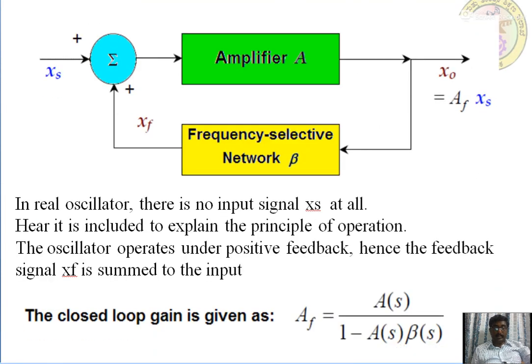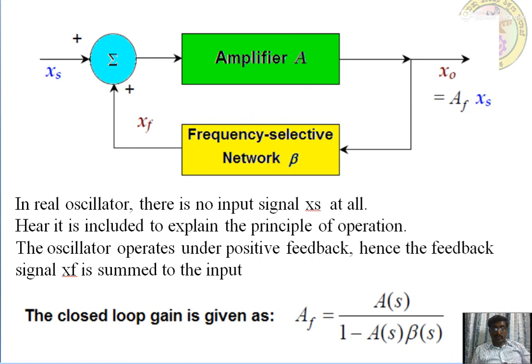Okay, so this is the simple Barkhausen formula, that is the amplifier A, X naught, A F, and the feedback into X of F. X of S is the input signal, and X of F is the feedback signal. So in the summation we get in the mixer, X naught is equal to A F into X S. In a real oscillator there is no input signal X S at all. As we already know, oscillators work only with the noise voltage; the oscillator does not have any input, it only has a noise voltage. Here it is included to explain the principle of operation, just for the theoretical explanation, X S is being taken.